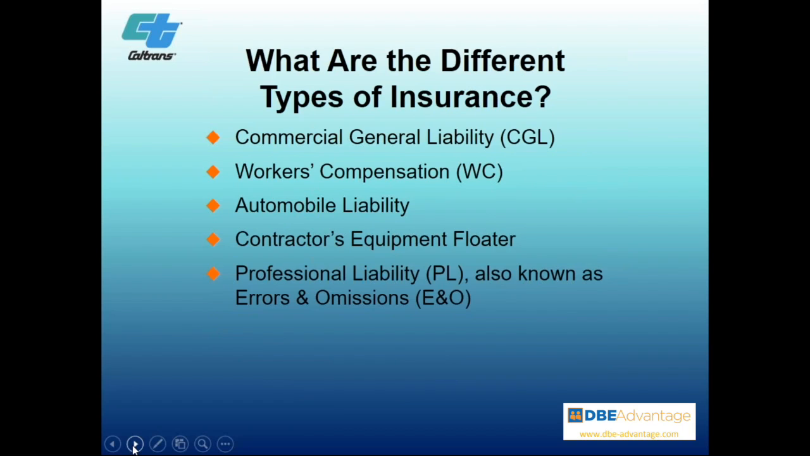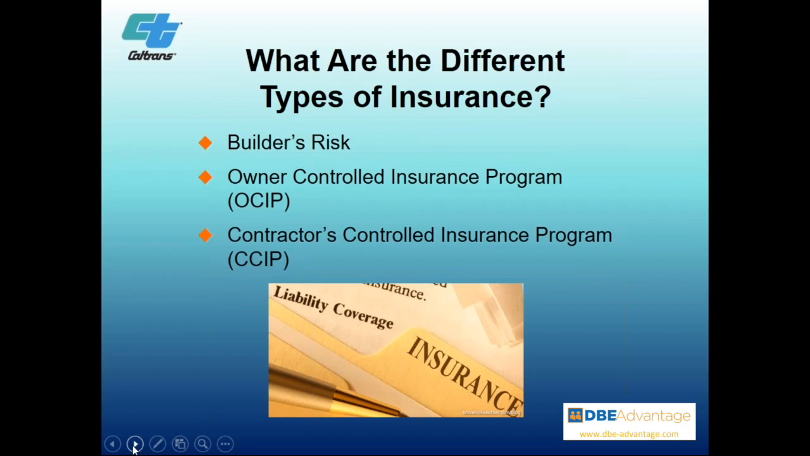Basically, there's commercial general liability, or they call it CGL. There's workers' compensation. We'll talk quite a bit about that. Auto liability, we all have just to drive on the streets. Contractors' equipment floater. It's kind of unique. Sometimes you're bringing in equipment that's very sensitive, and you want to cover the fact that something could go wrong so you don't go out of pocket. Professional liability, also known as errors and omissions, is for consultants, dealing primarily with errors you can make in your advisory work.